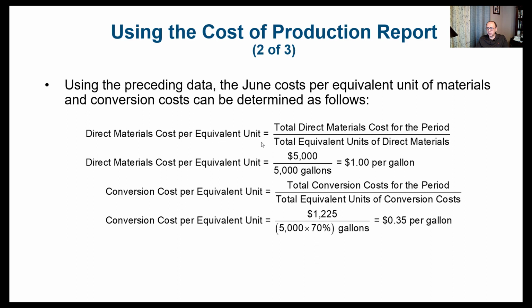So the direct material cost per equivalent unit is 5,000 divided by the 5,000 gallons. So it's $1 per gallon. For the conversion cost per equivalent unit, we have the 1,225 divided by the 5,000 gallons that were only 70% completed, so that would be 3,500 gallons. So we take this value divided by the 3,500 gallons, and it's going to be 35 cents per gallon.